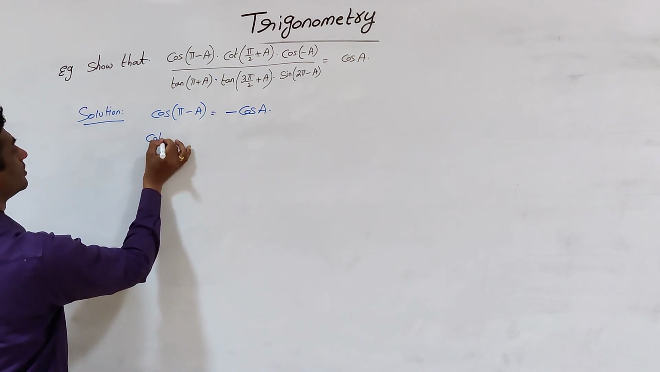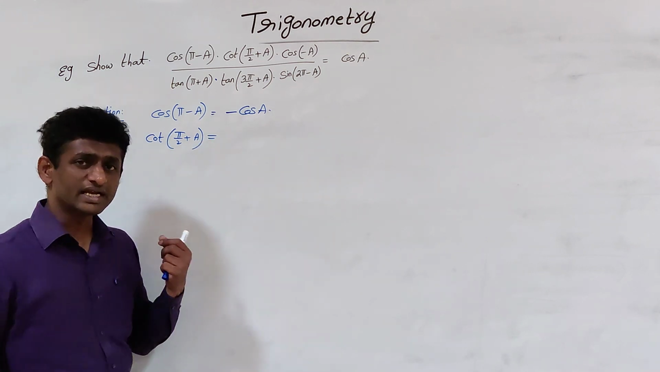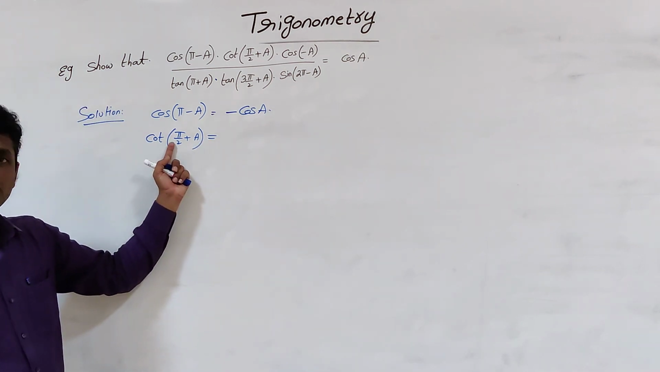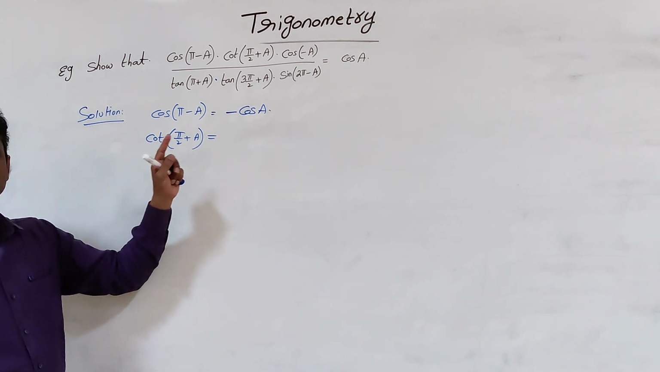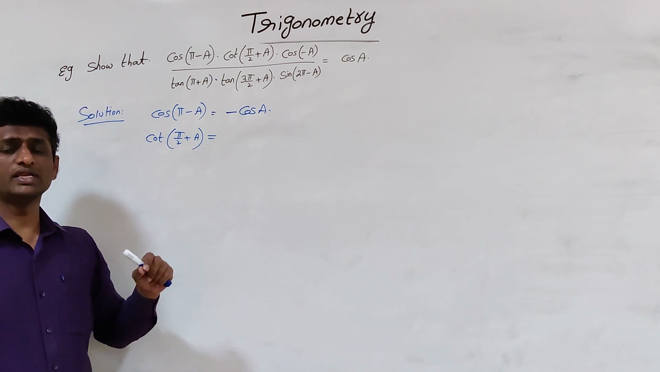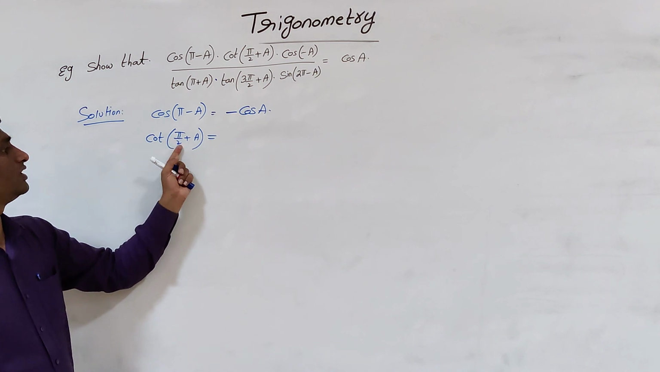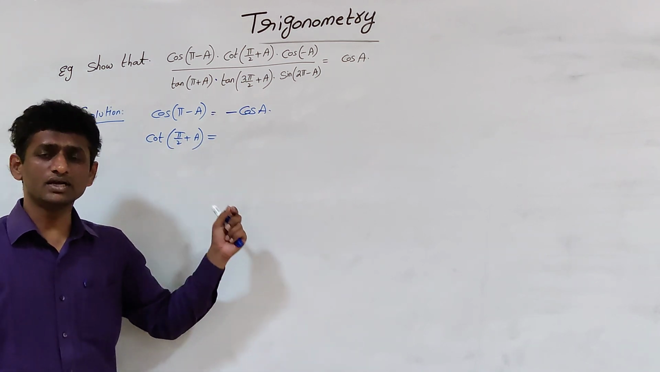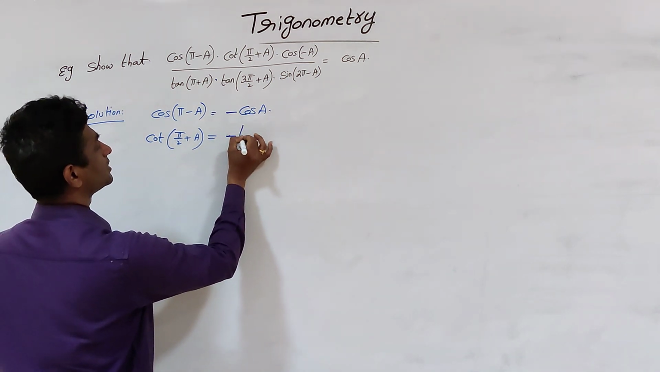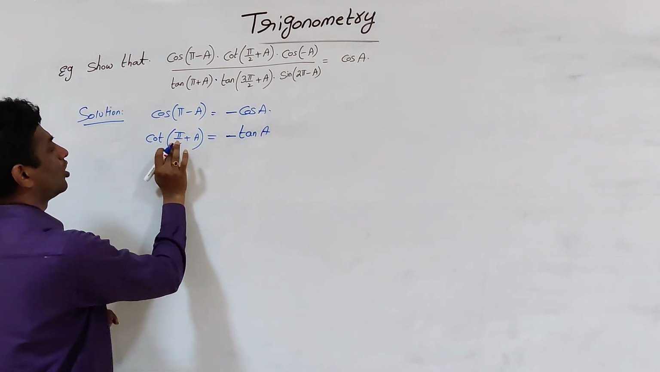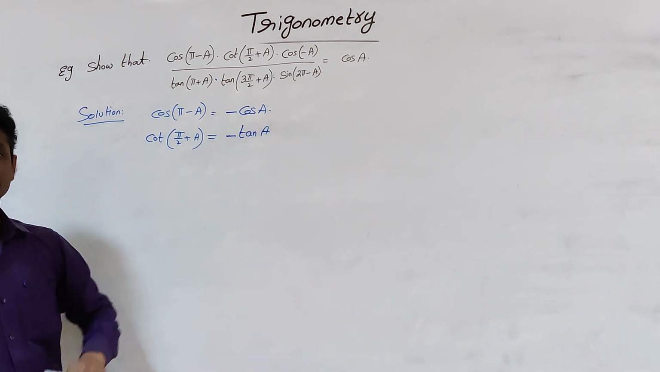Next, cot of pi by 2 plus a. Pi by 2 means it is 90 degrees. So only one 90 degrees is there. It is an odd multiple of 90 degrees. So cot changes to tan, and whether it is plus or minus is decided by which quadrant it lies in. So pi by 2 plus a is an angle which lies in the second quadrant. In the second quadrant, cot will have a negative sign. So minus tan a, as it is an odd multiple of 90, so the trigonometric ratio changes from cot to tan.